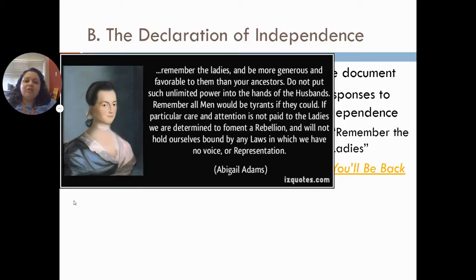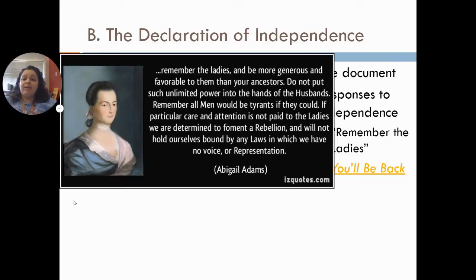Do not put such unlimited power into the hands of the husbands. Remember, all men would be tyrants if they could. If particular care and attention is not paid to the ladies, we are determined to foment a rebellion and will not hold ourselves bound by any laws in which we have no voice or representation. That's a pretty dramatic thing for a woman to say to her husband at this time in our culture.